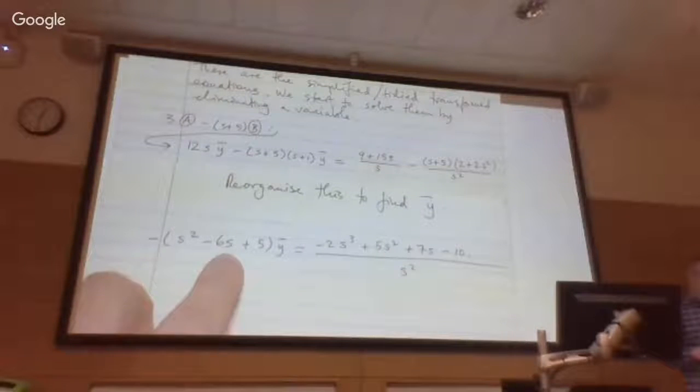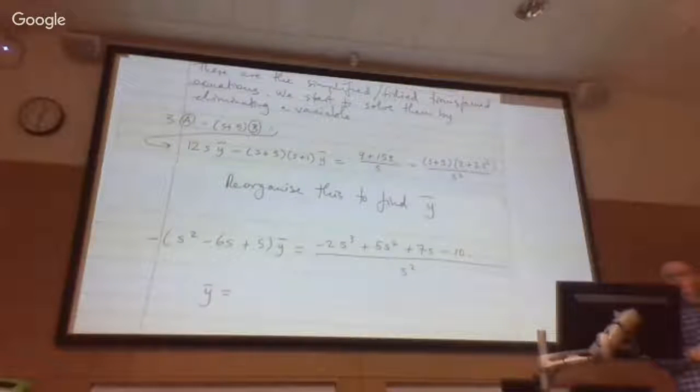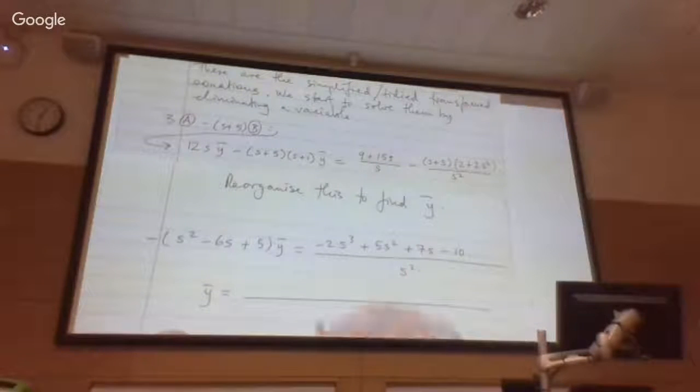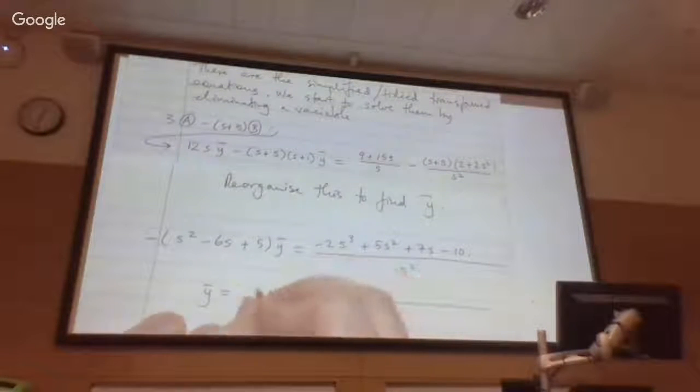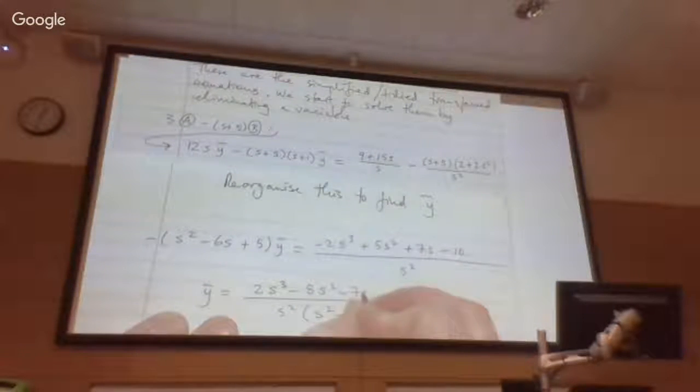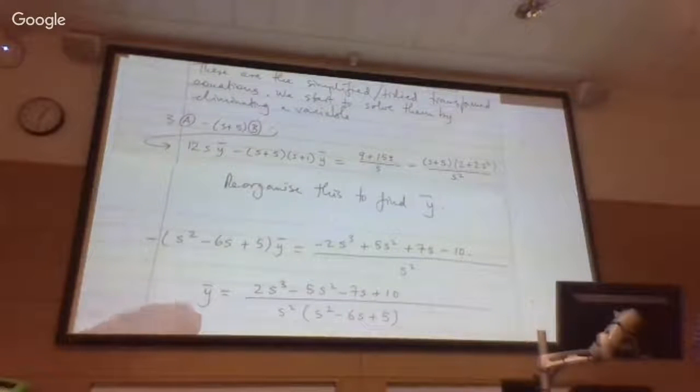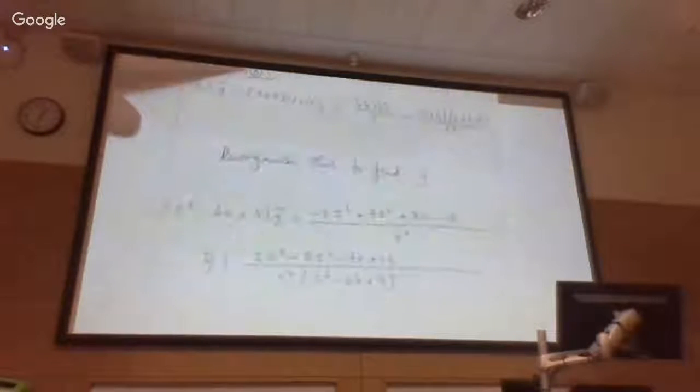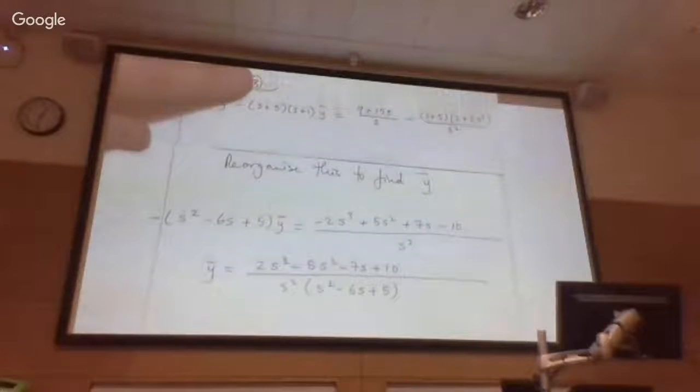Dividing both sides by minus s squared minus 6s plus 5. So in the bottom here, I'll have s squared multiplied by s squared minus 6s plus 5. And dividing by that minus sign just flips all those minus signs. So 2s cubed minus 5s squared minus 7s plus 10.